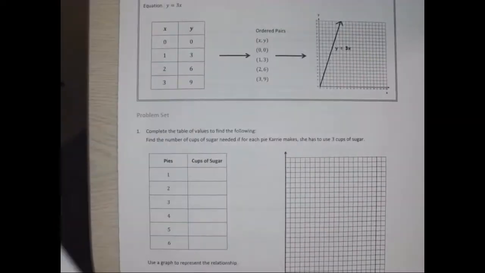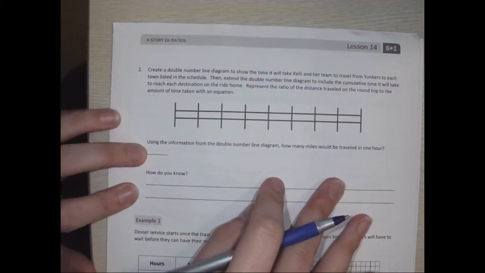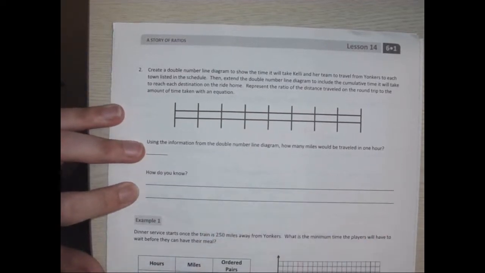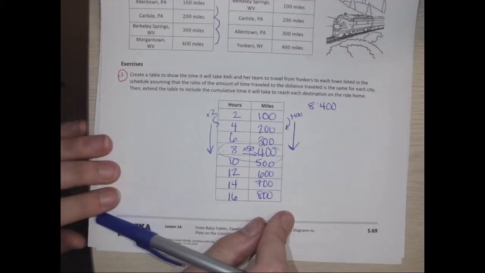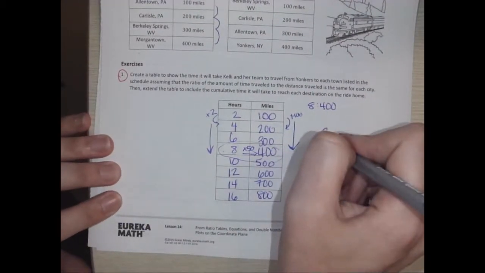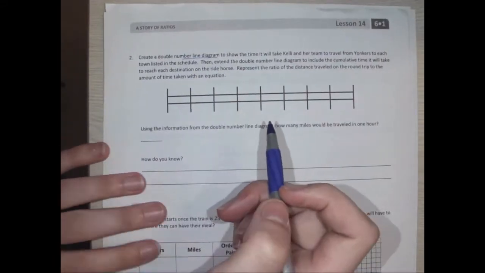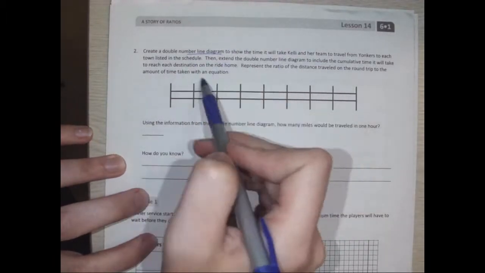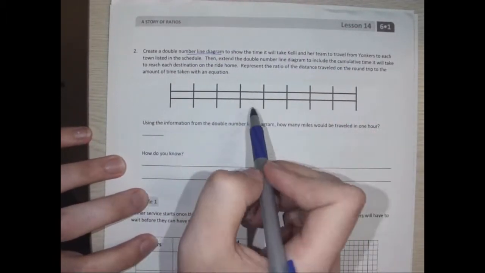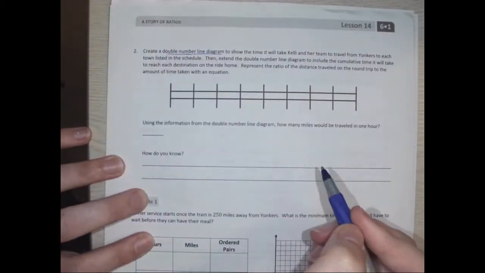Now, turn the page. We're working with the same data. So, what was our simplest ratio on the front page? Leah? 2 to 100. So we're filling in the number line diagram right here to show how long it will take Kelly and her team to travel. The wording is exactly the same. It just says use a double number line instead of a table.